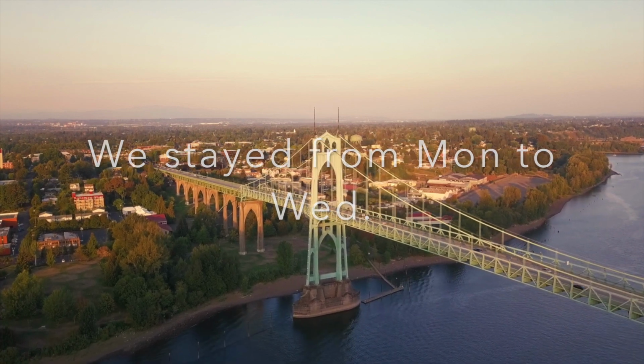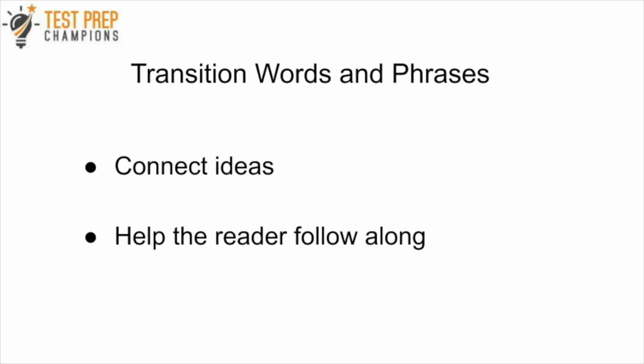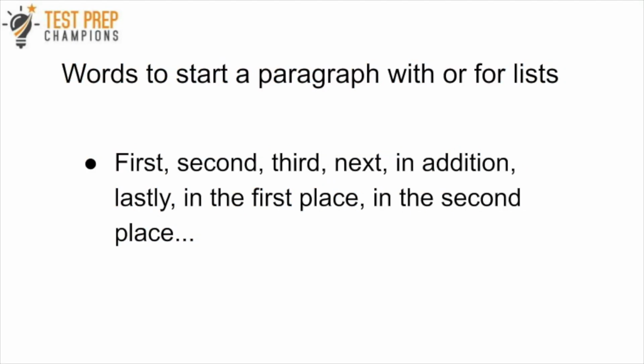Tip number 3 is to add transition words to your writing. Transition words connect ideas, and they help the reader follow along with the passage. So here are some examples, and of course you've got to keep in mind the context of your writing to know when to use these. You've got to use common sense. But these are some good words to start off a paragraph or for lists.